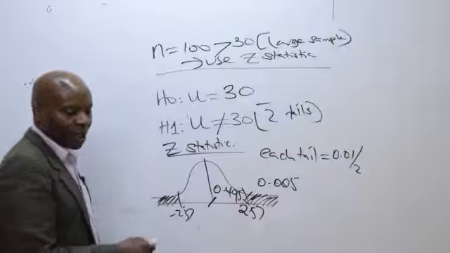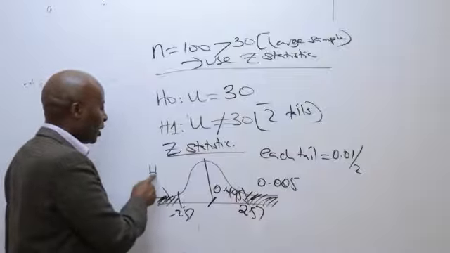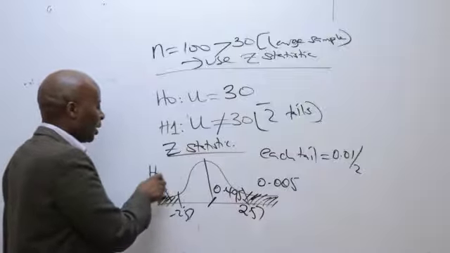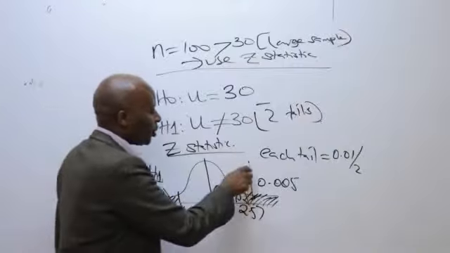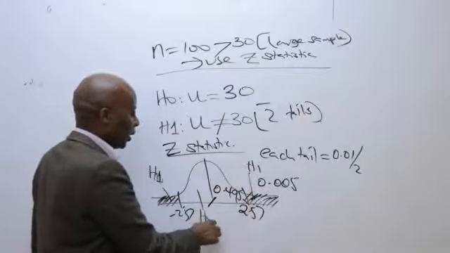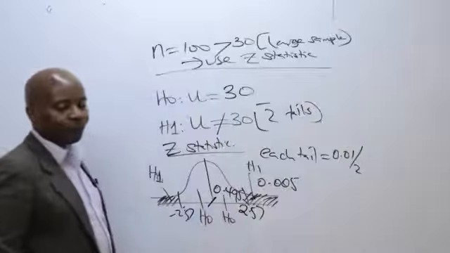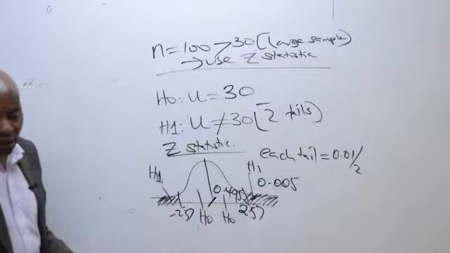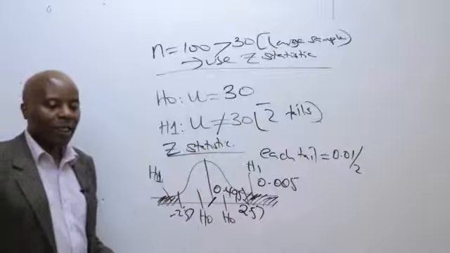And please don't forget to say that the shaded area is H1. Shaded is always H1. The unshaded ones are the H0s. Please mark yours like that.